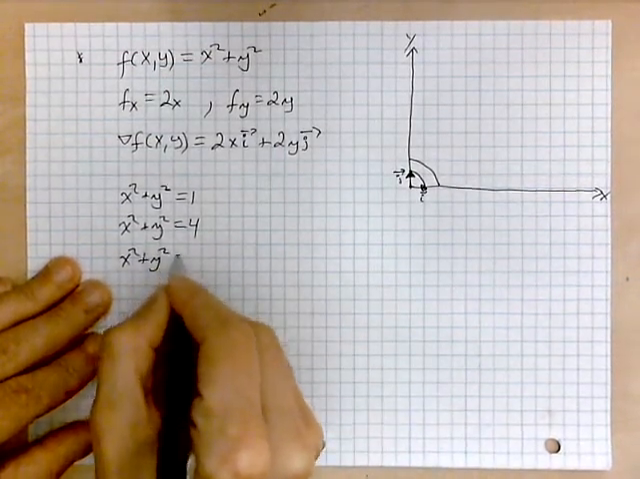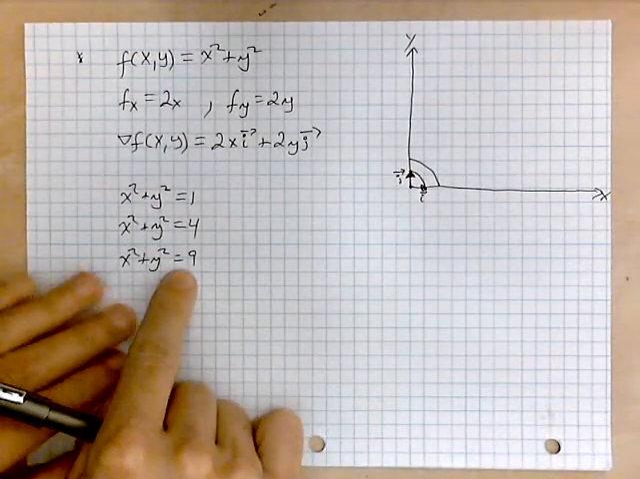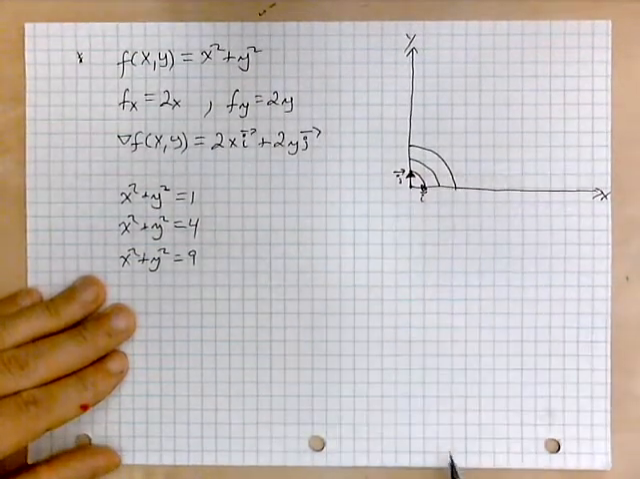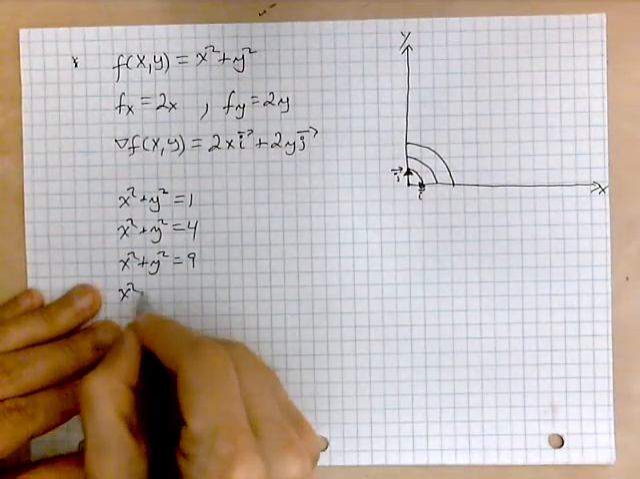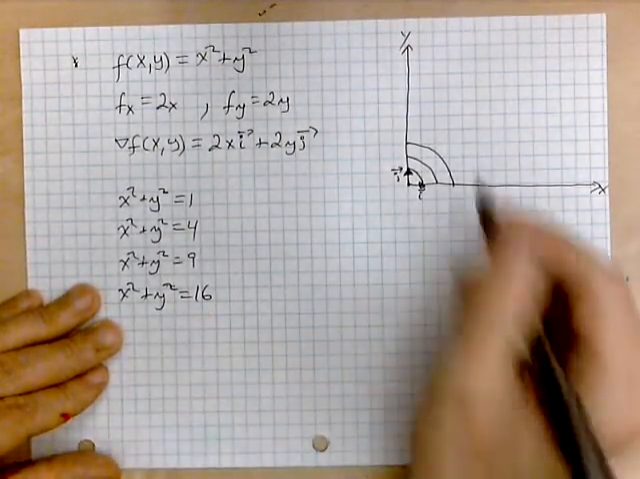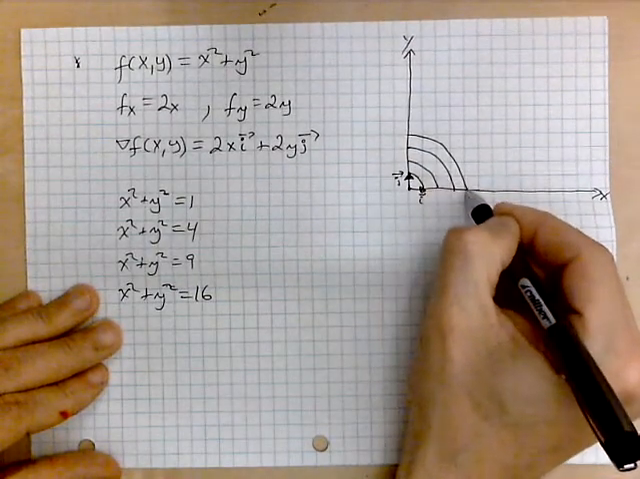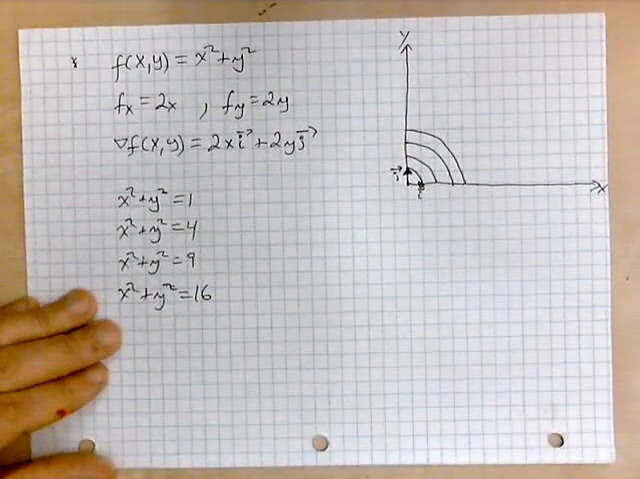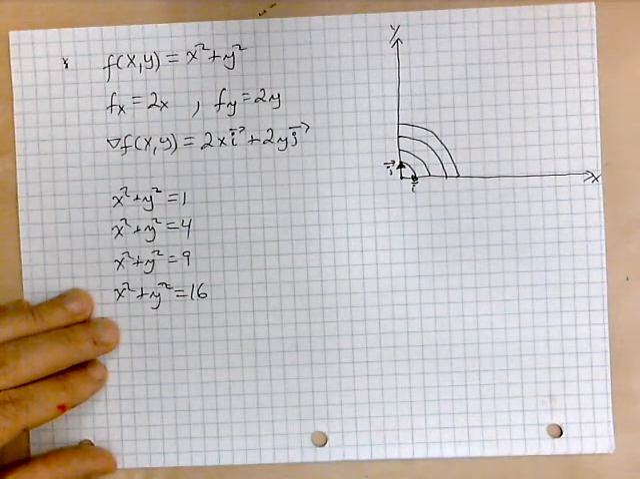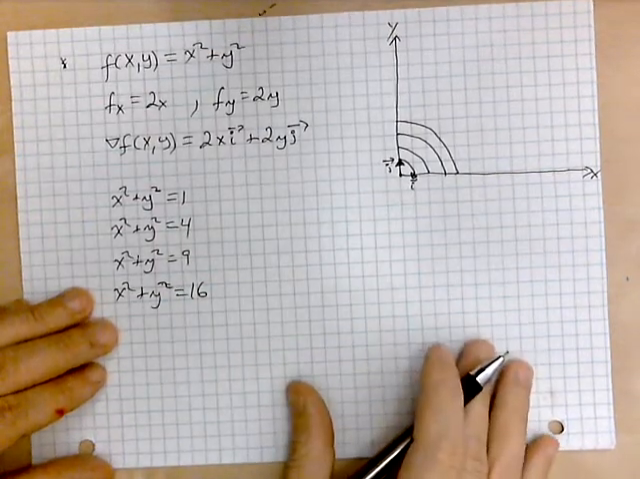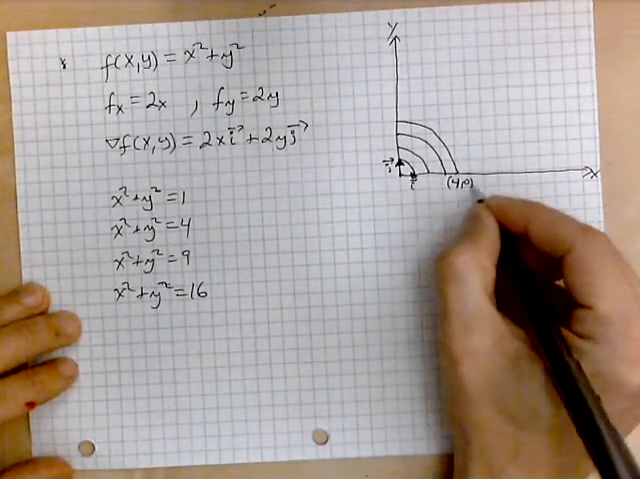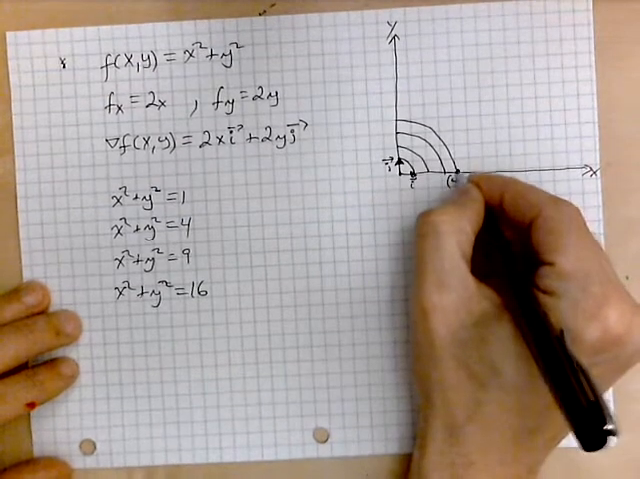x squared plus y squared equals 9. This is a radius of 3 in our circle. So we do this. x squared plus y squared equals 16. This is a radius of 4. So what we are going to do is draw a picture of the gradient at the point, well, several points, why not? Okay, so first let's mark the gradient at the point (4, 0). We'll draw a picture of the gradient at the point (4, 0).